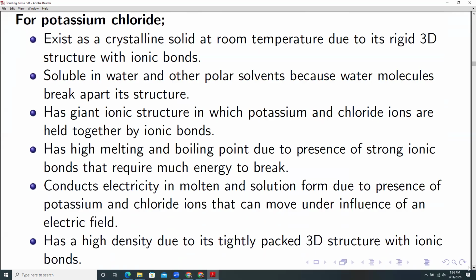So what did the item require? The item required properties of any one of the substances. The item had potassium chloride, methane gas, graphite, and I forgot the other one. Aluminium. There was also aluminium. So these are the properties of potassium chloride.